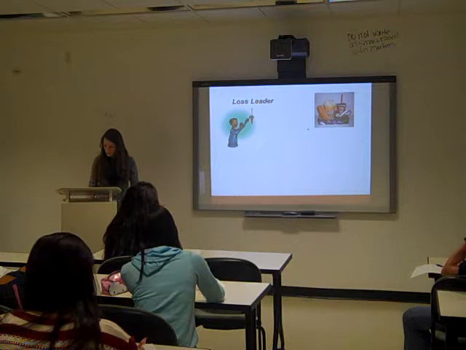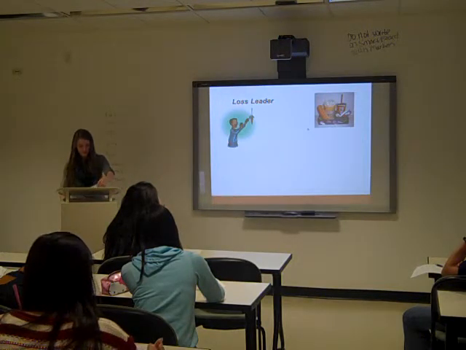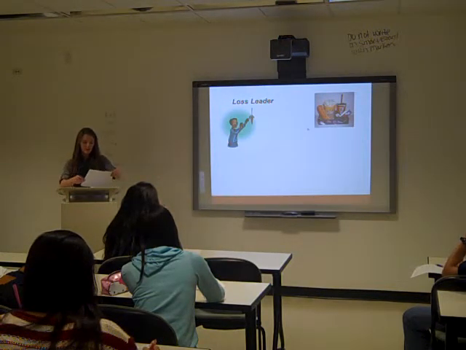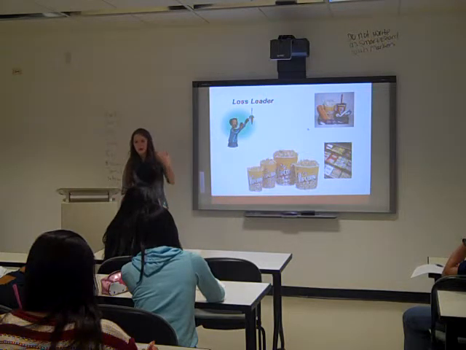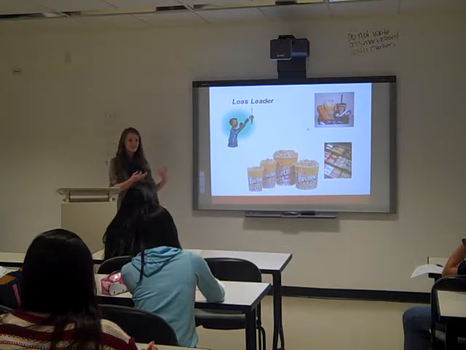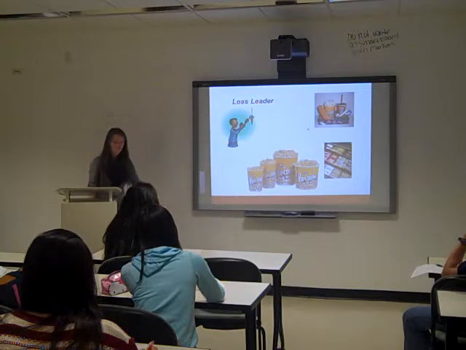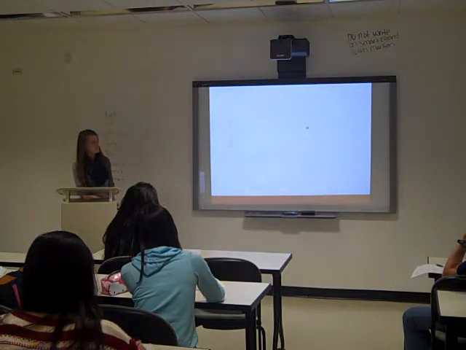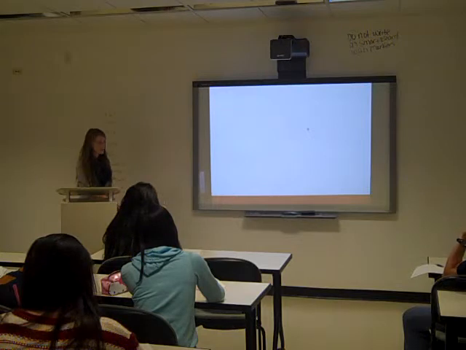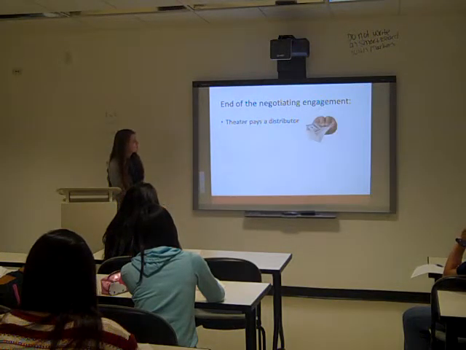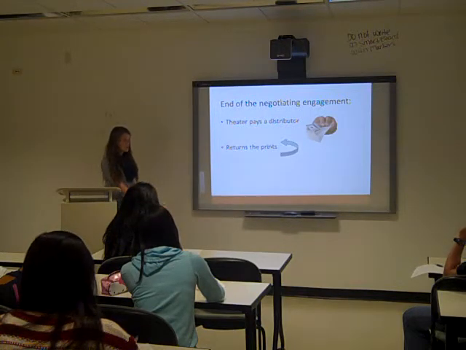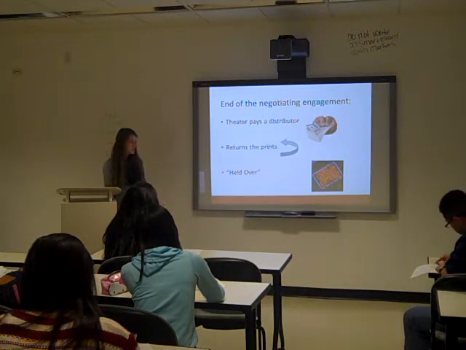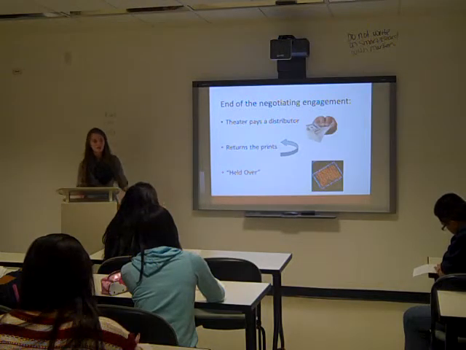One important thing is that the movie itself is considered a loss leader, which means it is there to get people into the theater. Usually the popcorn and other items are where they make money, because just from selling tickets they cannot make enough money to cover all they invested. At the end of the negotiated engagement, the theater pays the distributor and returns the prints to the distribution company. And as I said, if it's held over, it means the lease is extended.